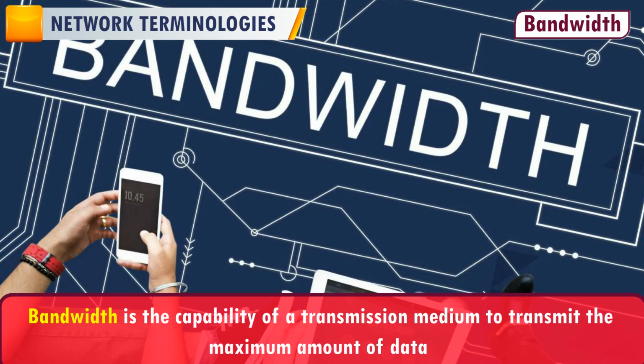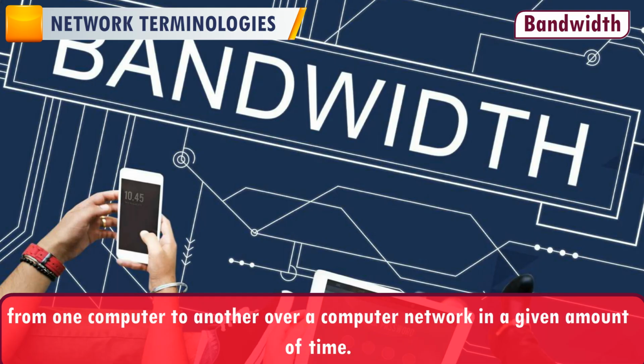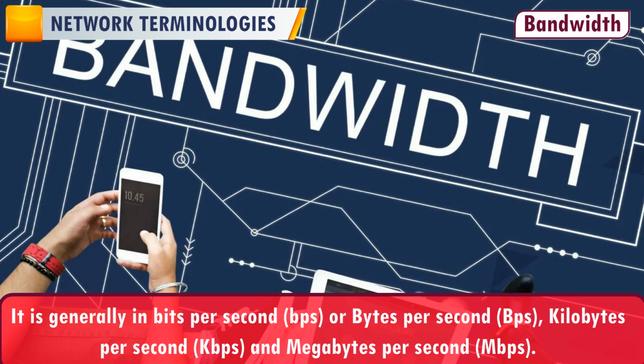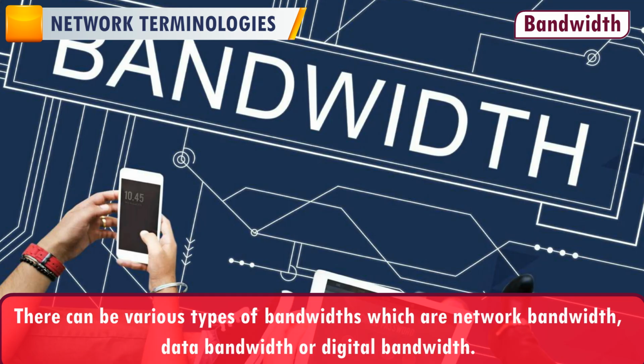Bandwidth. Bandwidth is the capability of a transmission medium to transmit the maximum amount of data from one computer to another over a computer network in a given amount of time. It is generally measured in bits per second, bps, or bytes per second, Bps, kilobytes per second, KBps, and megabytes per second, MBps. There can be various types of bandwidths, which are network bandwidth, data bandwidth, or digital bandwidth.